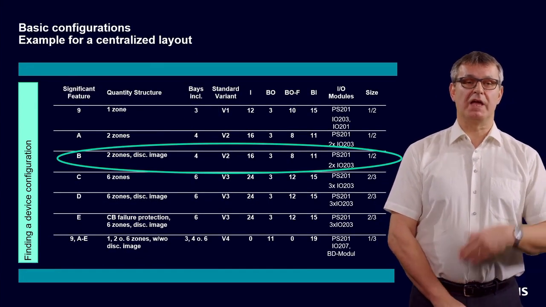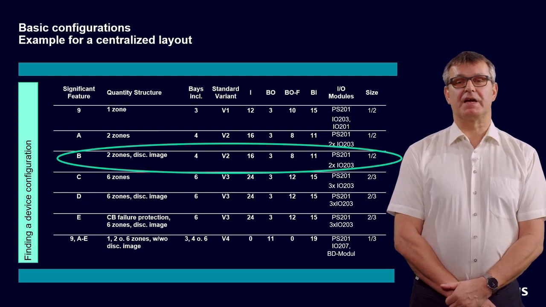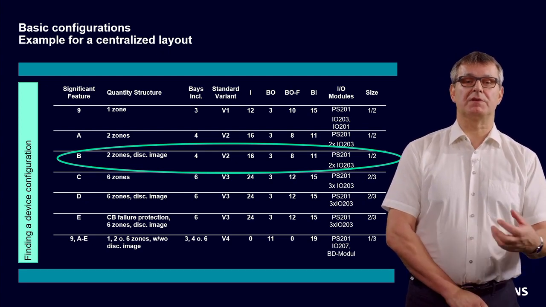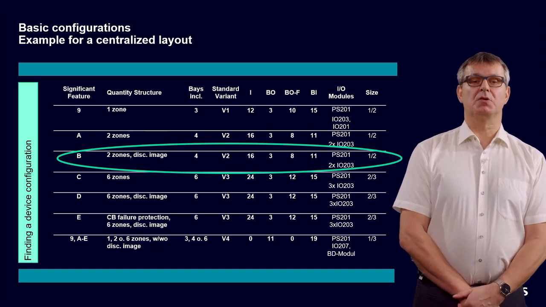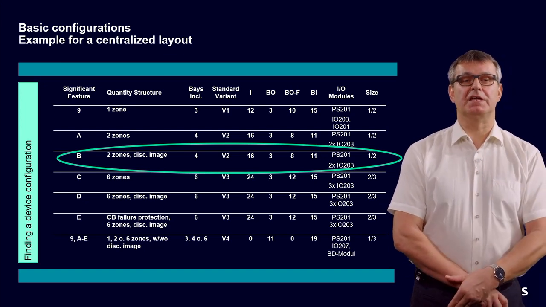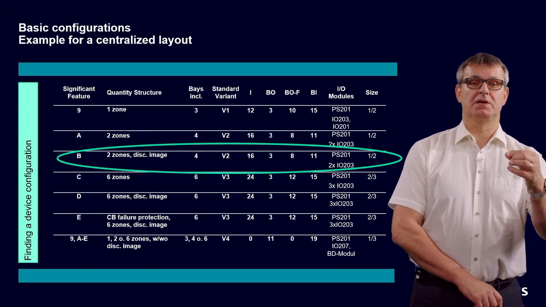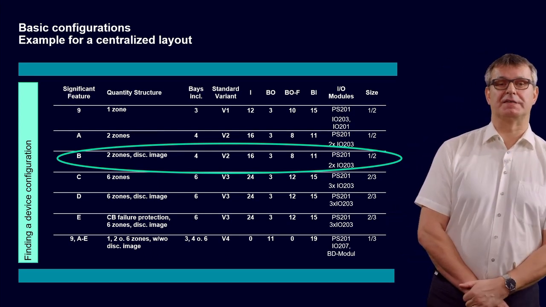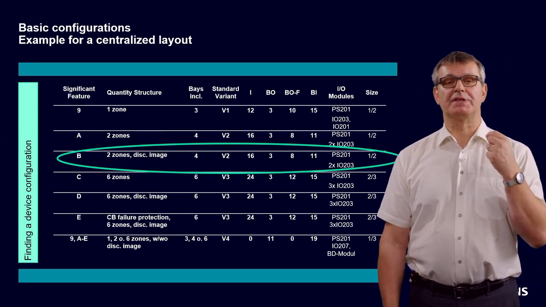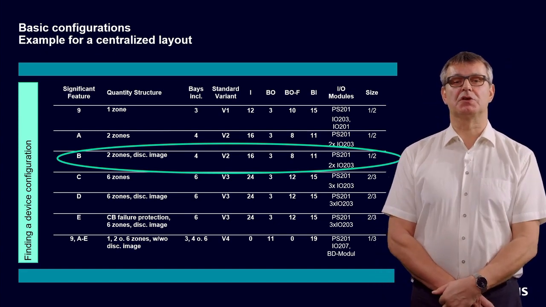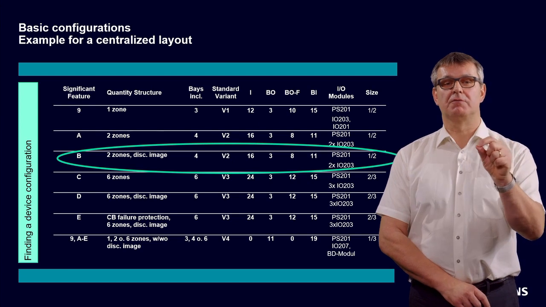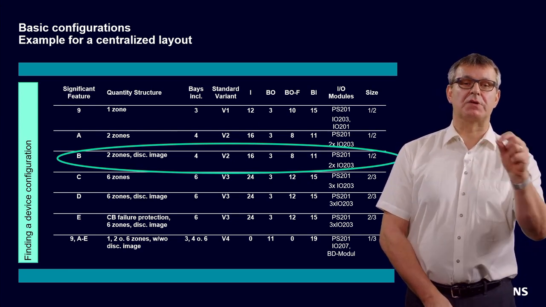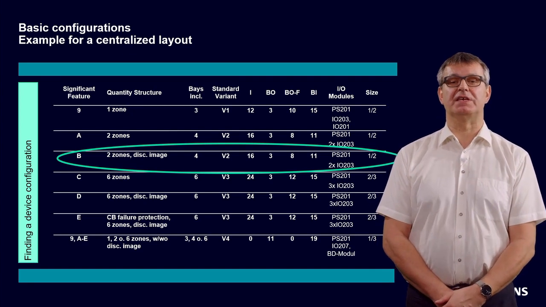Okay, we have learned now, we have this example of a double busbar with 4 feeders and one coupler with 1 CT. And the proposal is that we can use significant feature B, which delivers us 2 zones. That's enough for our example. And it also brings us a disconnector image. We need also a disconnector image. And very important, we have 4 bays inclusive together with the significant feature B.